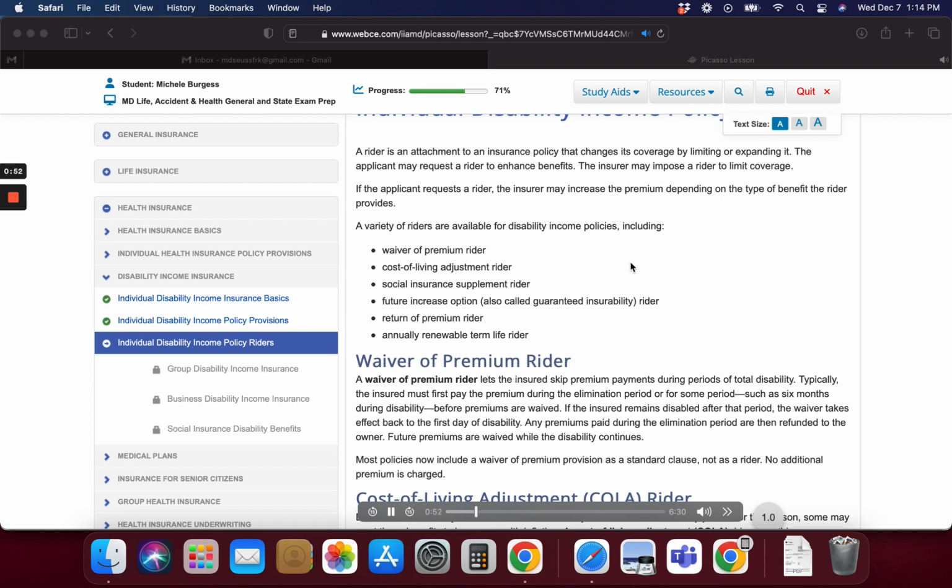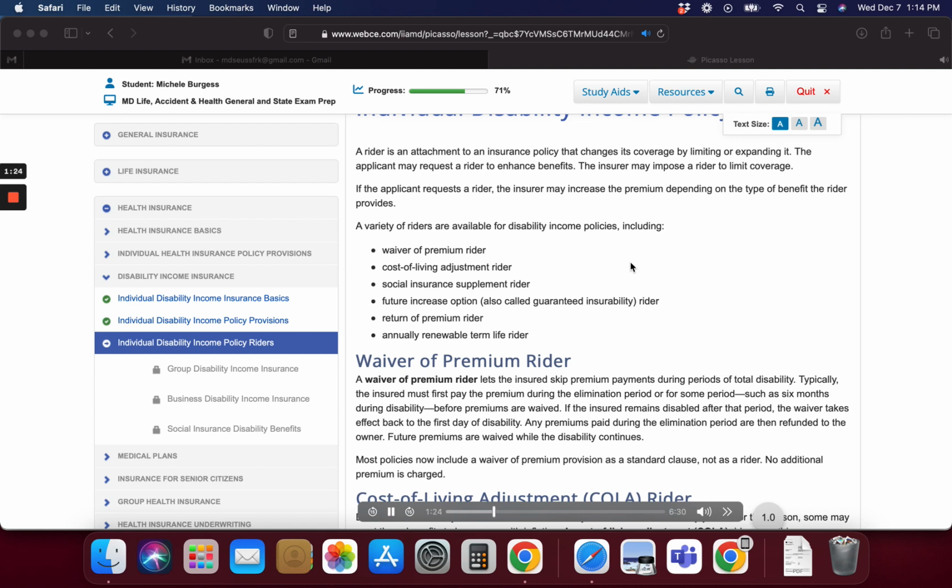Waiver of premium rider. A waiver of premium rider lets the insured skip premium payments during periods of total disability. Typically, the insured must first pay the premium during the elimination period or for some period, such as 6 months during disability, before premiums are waived. If the insured remains disabled after that period, the waiver takes effect back to the first day of disability. Any premiums paid during the elimination period are then refunded to the owner. Future premiums are waived while the disability continues.